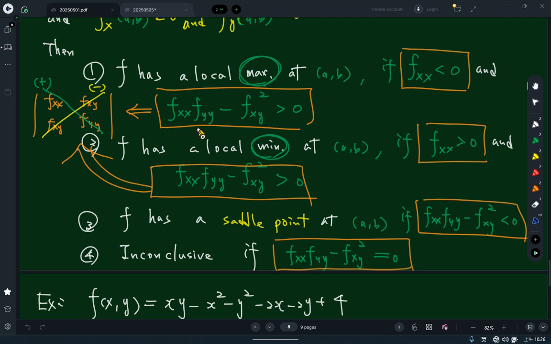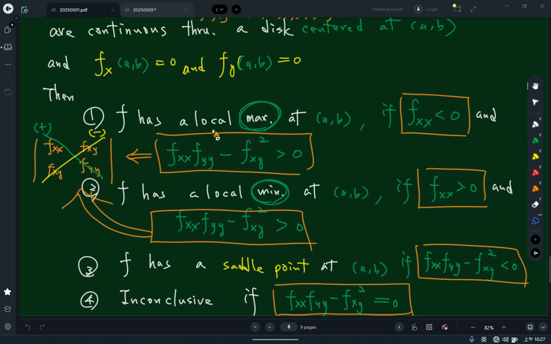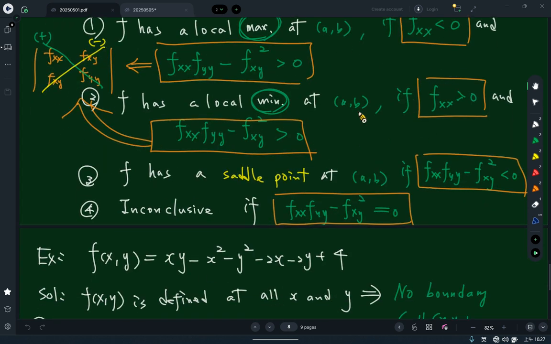This is about this one, okay? Partial f partial x times partial f partial y, minus partial f partial x partial y, squared. You need to check if it is positive. If it is positive, then you can continue to check. If partial f partial x is less than 0, then we will say at this point (a, b), it will provide the local maximum value. So similarly for this one.